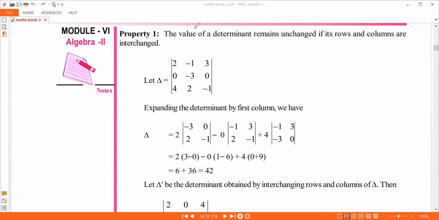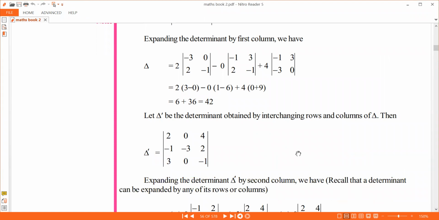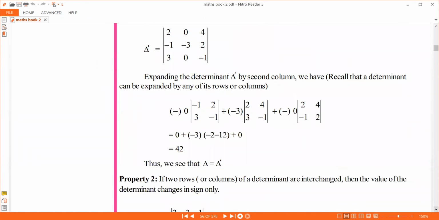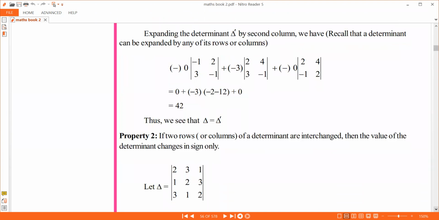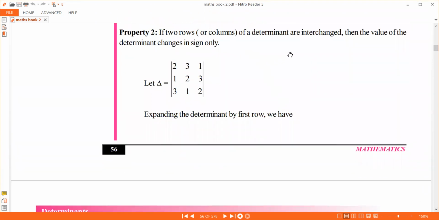Now, the second one. Let delta be the determinant obtained. So he is expanding and showing you that both are equal. That thing you can see with an example. Next one: if two rows or columns of a determinant are interchanged, then the value of the determinant changes its sign only. We will have to work this out and I will let you know.